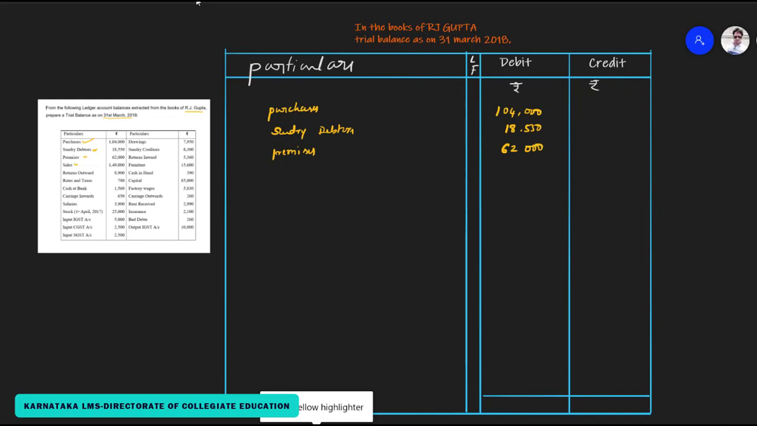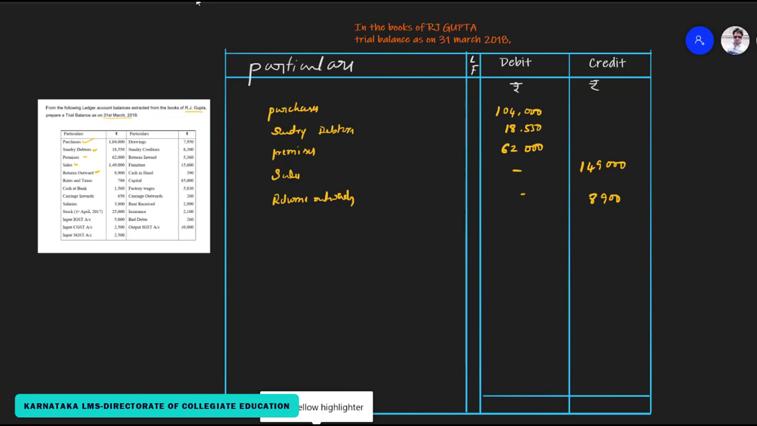Next, sales. Sales is an income, so on the credit side rupees 1,49,000. And then returns outwards. Returns outwards, nothing but purchase returns, as we call them. So returns outwards we could say here 8,900 on the credit side.